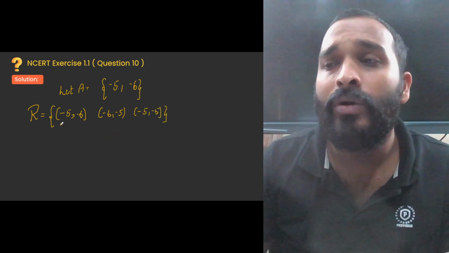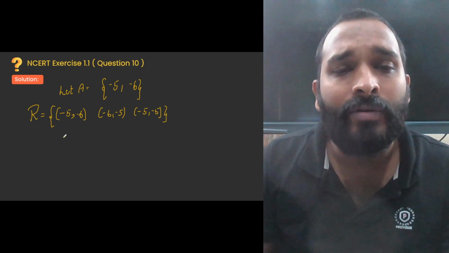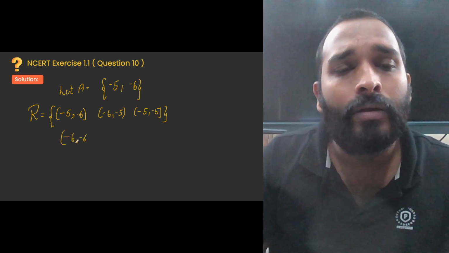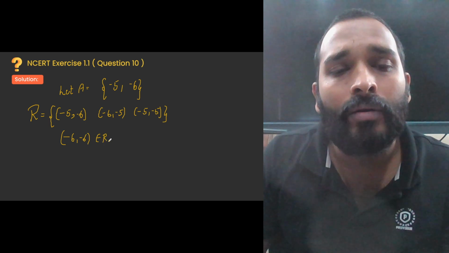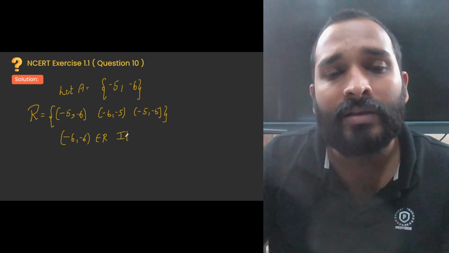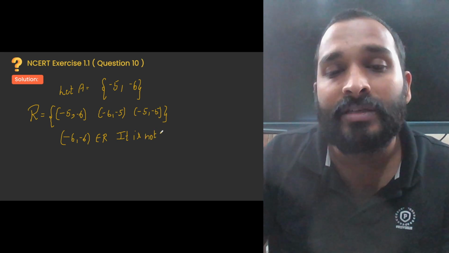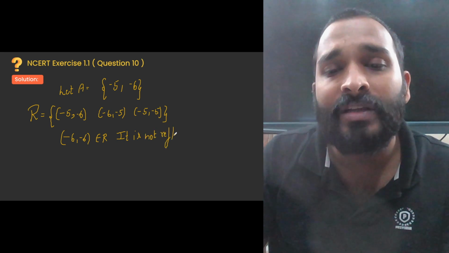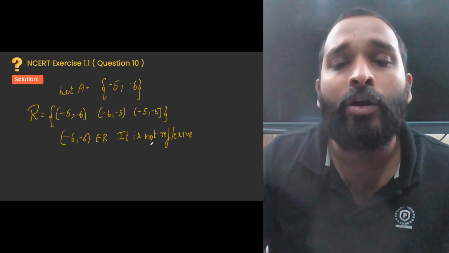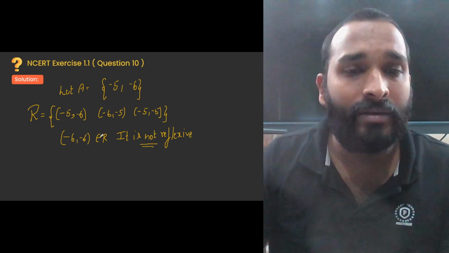It is obviously not reflexive because (-6, -6) does not belong to R. So you can write it is not reflexive. That is the reason I have not included that term (-6, -6). It is not reflexive, right children? Because if it is reflexive, for every value of a, (a, a) should belong to R. Here it does not belong.